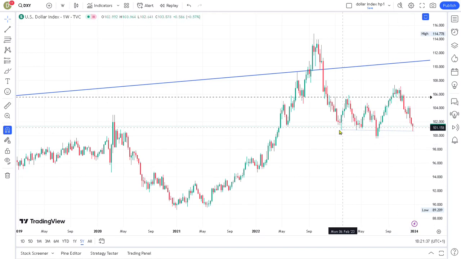But as long as this support stays intact, there is also a possible alternative alive, and that would be that this correction is not yet over, and we could correct even higher than this October level. So it could even go until here or even a bit higher. That would be a nasty thing for the stock market.